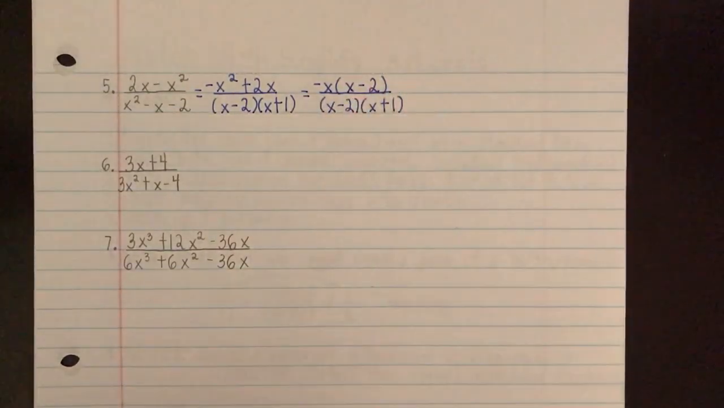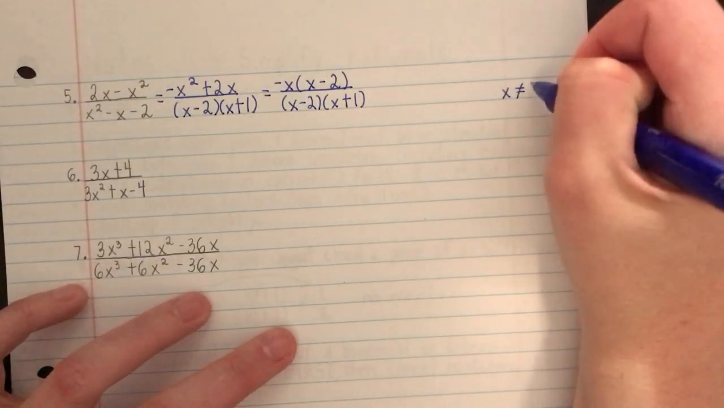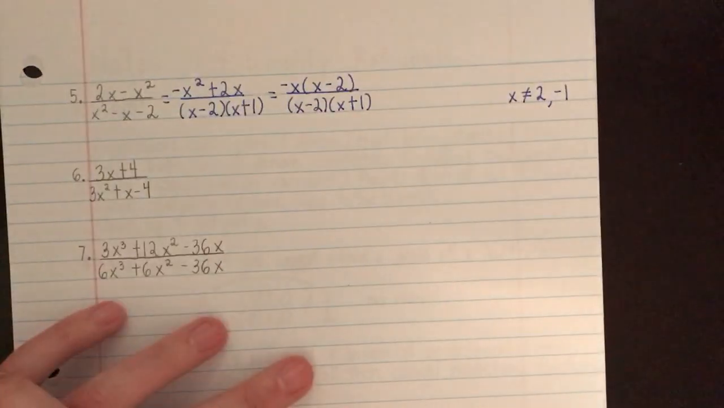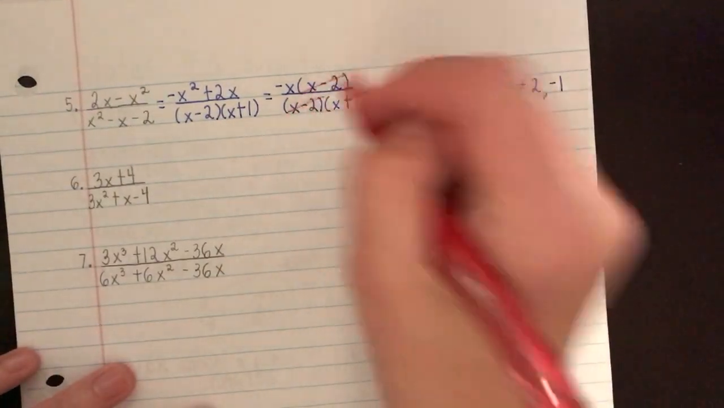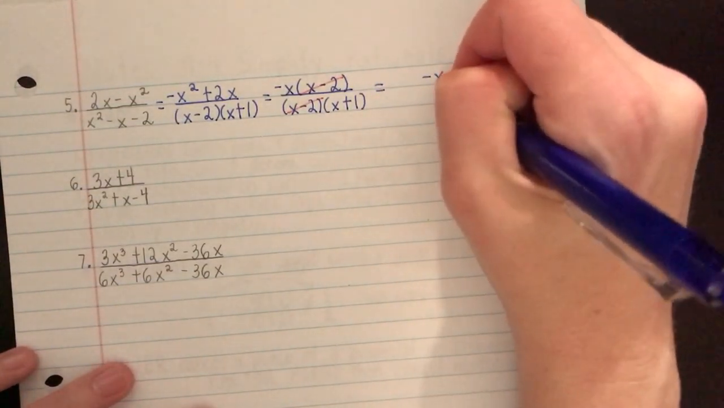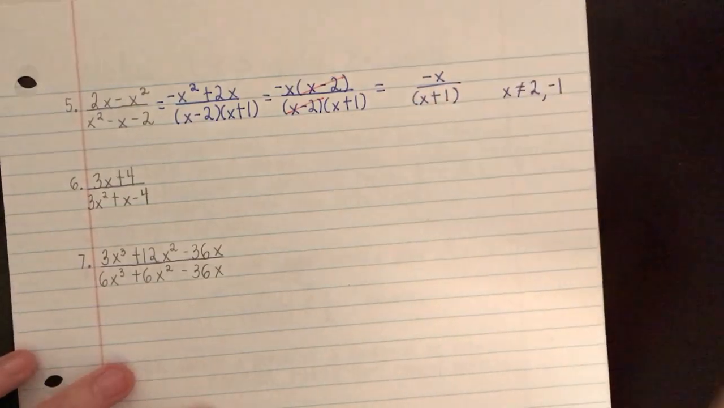Okay, and before I get carried away like I did last time, I need to set my restrictions. So x cannot be 2 and x cannot be -1. All right, so now I can go ahead and cancel my x minus 2's. Good to go there. And then that leaves me with -x on top and x plus 1 on bottom.